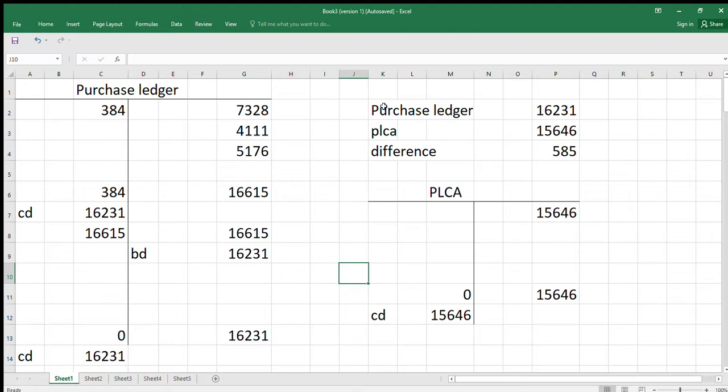Then we've got our purchase ledger reconciliation over here. So here's the purchase ledger figure, and there's the purchase ledger control account figure. What's the difference between the two? 585. Now, I did that with a bit of extra length to that question. You might have just gone, oh right, let's just take those 3 figures minus that one, and that would be the answer.